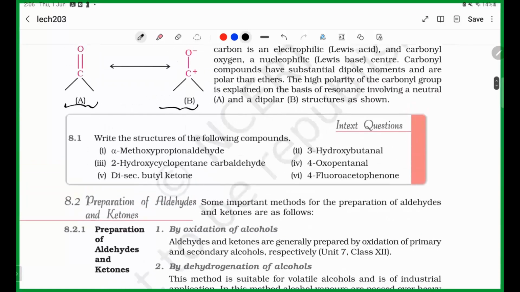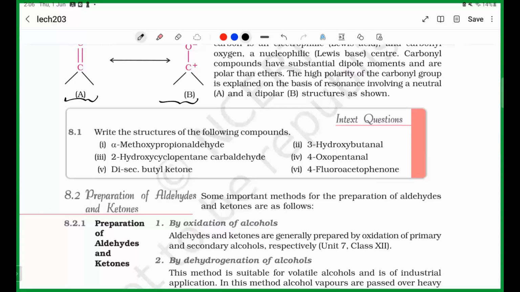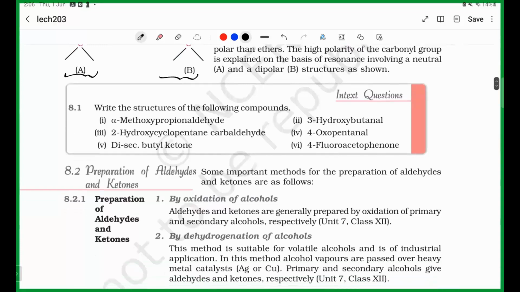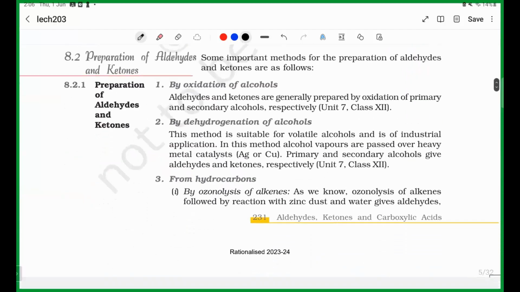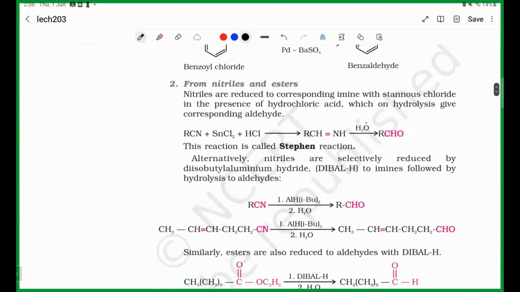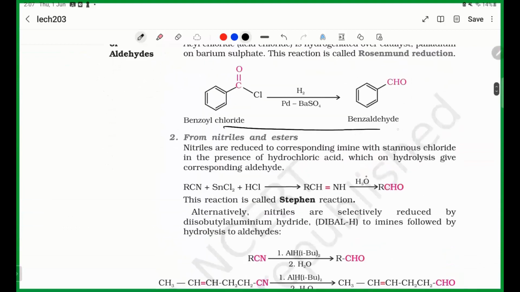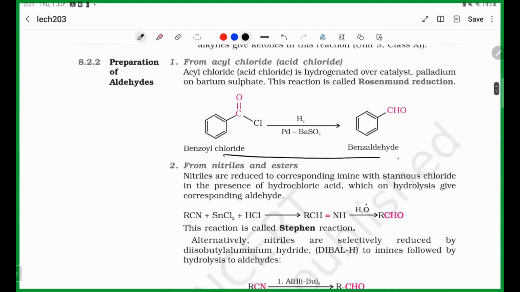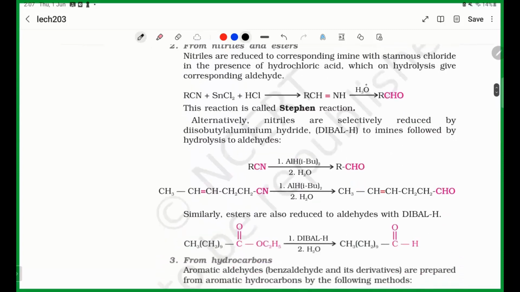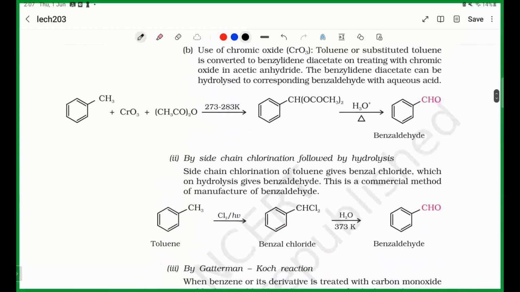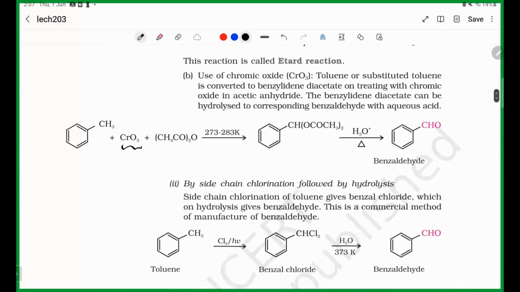The canonical forms without charges contribute to the stability of the overall hybrid much more than the one with charges. Now, these are some popular preparation techniques that I think are useful to know. This is H2 with palladium and barium sulfate, called the Rosenmund reduction. Similarly, the Etard reaction uses CrO3 to oxidize.